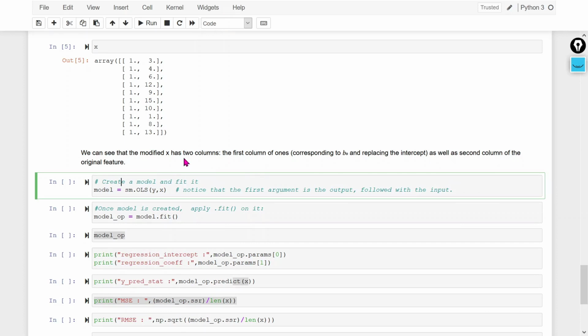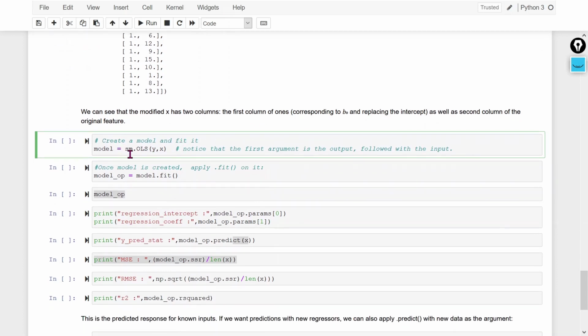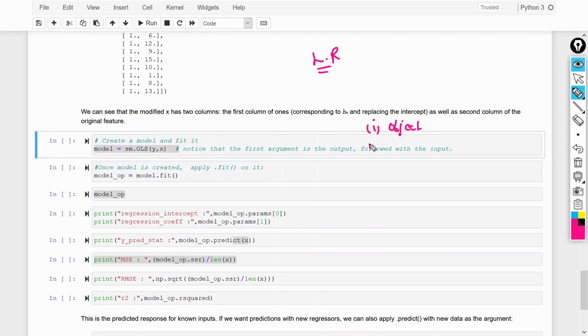Now, how do we normally create the model? First we create the object, then fit the object. This is how we perform linear regression, or most of the scikit-learn or statsmodels library models: first we create the object, then we fit the object. If we want to do prediction or classification, then we perform these two steps, then we do the prediction, and after that we do the evaluation.